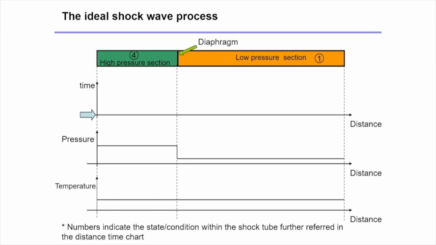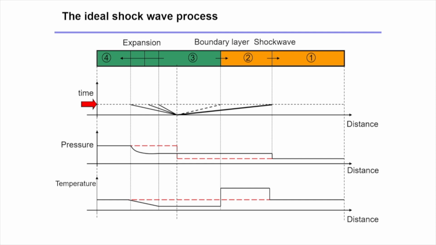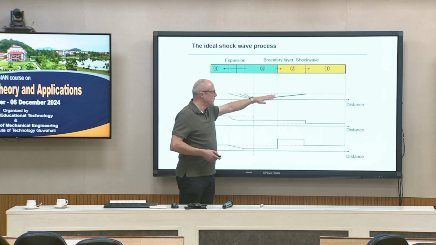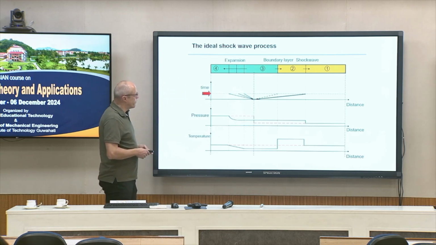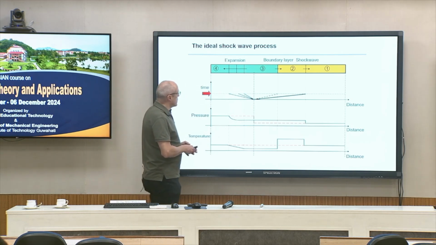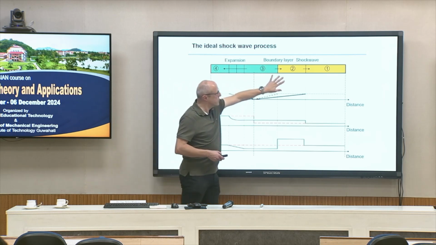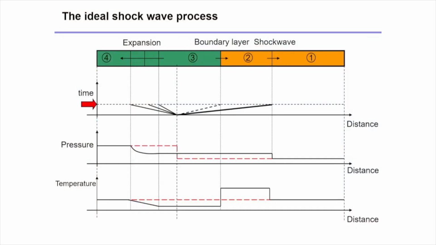Then the diaphragm is opened. We have our expanding fan, we have our shock wave here, then we have our contact surface. So we then yield 2 more regions, you can see here. But further, all I want to describe here is temperature and pressure.